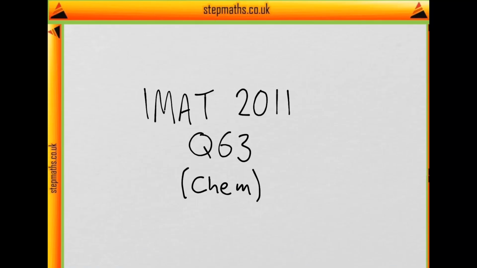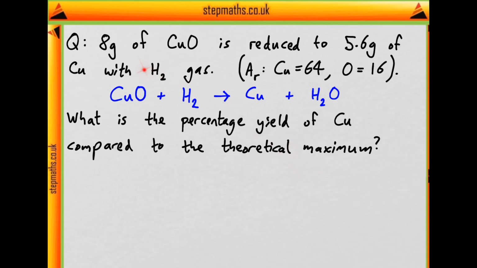This is question 63 on chemistry from the 2011 IMAT. So we're told that 8 grams of copper oxide is reduced to 5.6 grams of copper using hydrogen gas, and we're given the relative atomic masses of copper and oxygen. So this is our equation. And so what is the percentage yield of copper compared to the theoretical maximum?